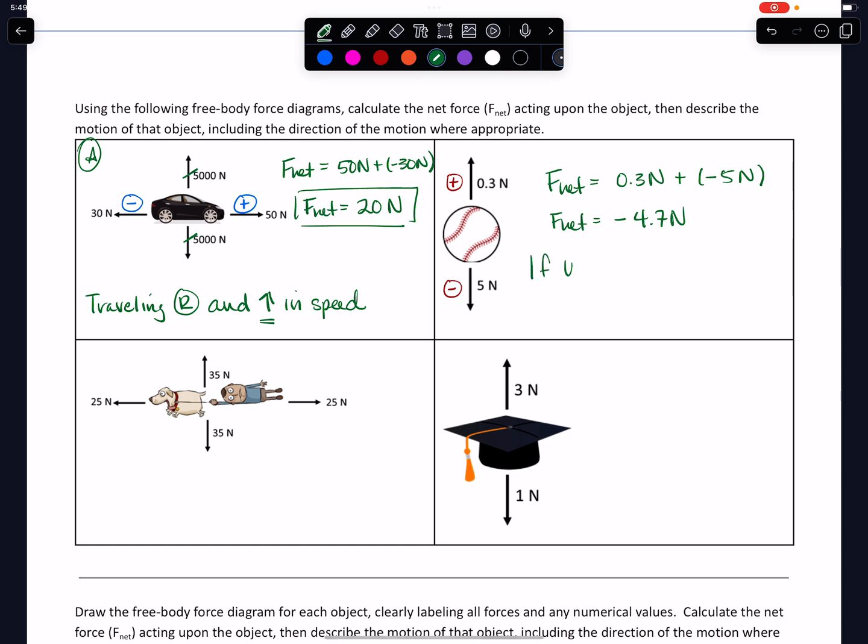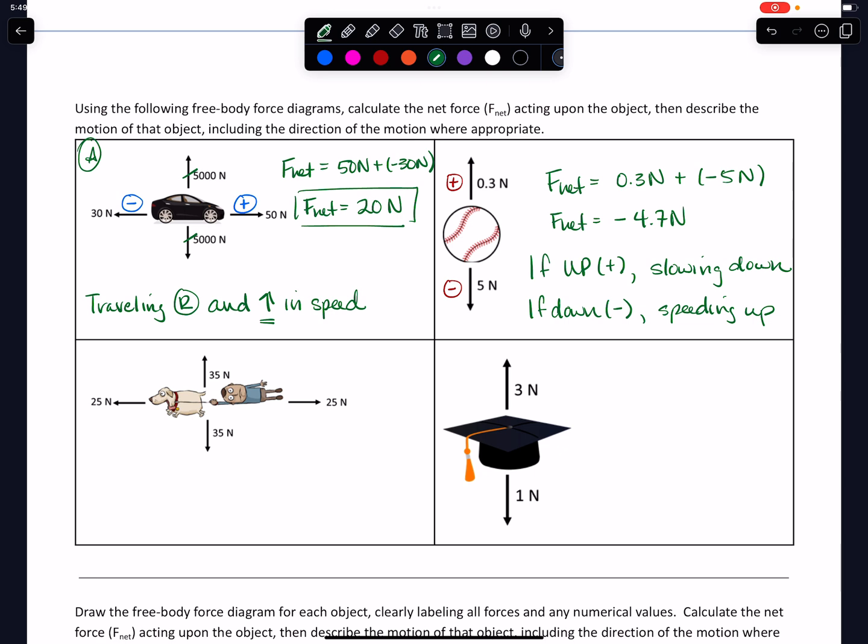If it's traveling up, which is a positive direction, but I have a negative F net, then I'm going to be slowing down. If the ball is traveling down, which is a negative direction, with my negative F net, I will be speeding up.